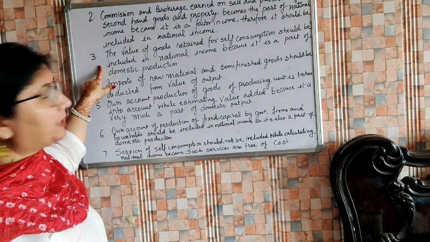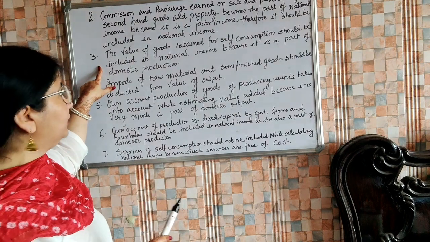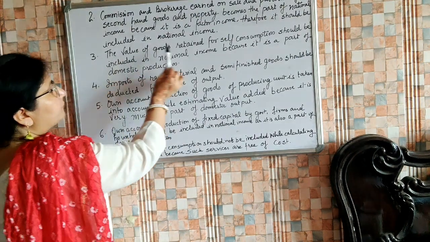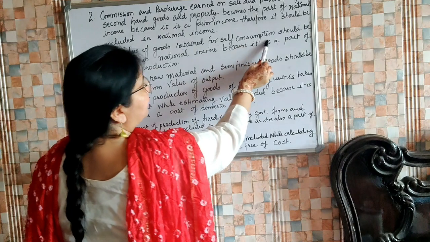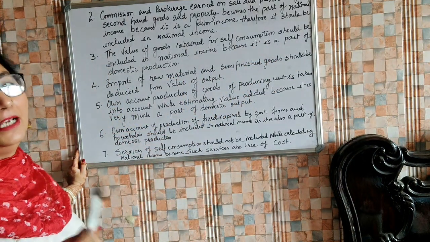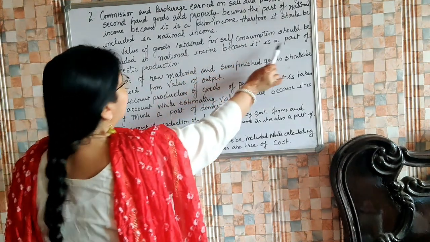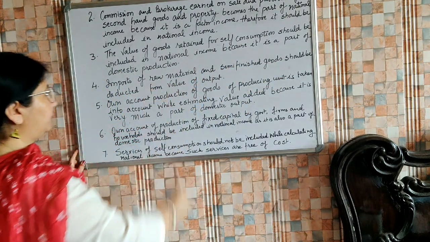Now the third precaution which we have to take while calculating national income by value added method: the value of goods retained for self consumption should be included. क्योंकि वही चीज अगर हम बाहर से खरीदते तो हमें उसके लिए पैसा देना पड़ता. It is included in national income because it is a part of domestic production.